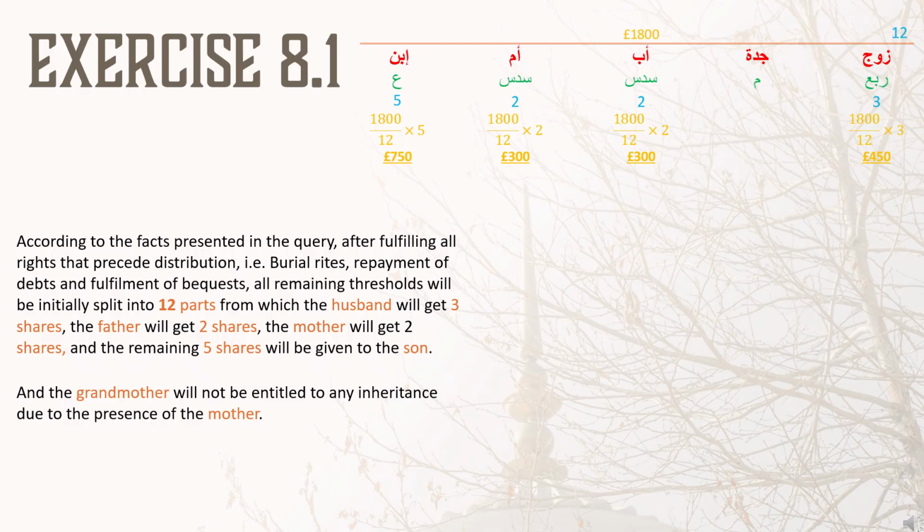And we also mention those that are mahjub and why they are mahjub. So in the last sentence: and the grandmother will not be entitled to any inheritance due to the presence of the mother. That's why the grandmother's not getting anything.